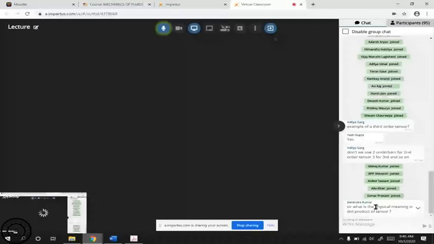Don't we use 2 underbars for a second order tensor, 3 for third, and so on? Maybe some texts do use that, but I don't find it necessary, because as I said, it is contextual. First of all, there is no universal rule. It's not cast in stone that everybody in the world should follow that. Some textbooks are written where the authors say that they will use this notation and they stick to that so that the communication is all right. So it is a matter of choice.